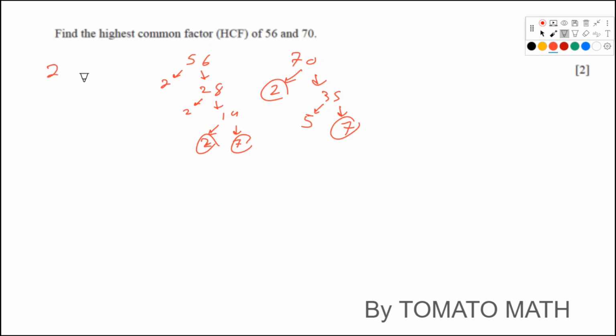So 2 times 7 is the HCF, which is 14. So 14 is the highest common factor that appears in both 56 and 70. So 14 is the answer.